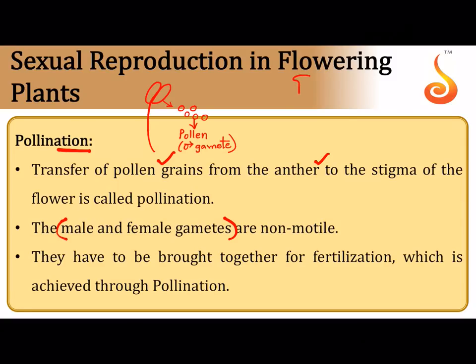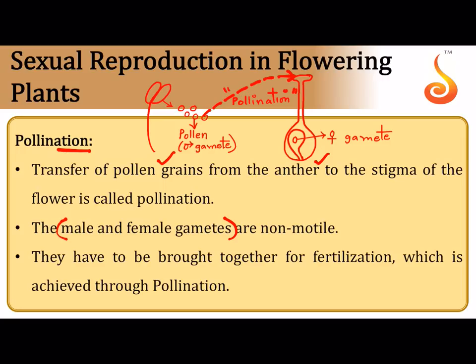And then we have the pistil. In the pistil, you know that in the ovary, you have a structure called the ovule. And in the ovule, you have the female gamete. The male gamete in the pollen and the female gamete in the ovule, that is in the embryo sac, are non-motile. They do not move. So how do you bring them together? For that, you have to ensure that the pollen gets deposited onto the stigma of the pistil. And this process where the pollen gets deposited onto the stigma of the pistil is referred to as pollination.